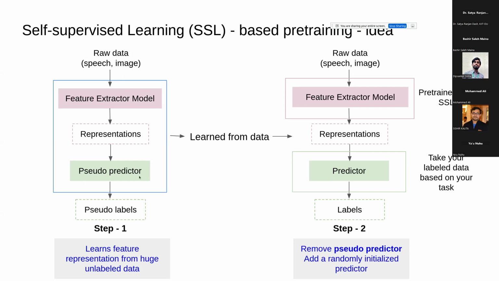Okay, where is the pseudo predictor? Because we don't have actual labels there. So we generate some pseudo labels. Using those pseudo labels, we learn the model, and then we detach this feature extractor and learn some representation. Using that representation, we use some kind of downstream task where we have labels.